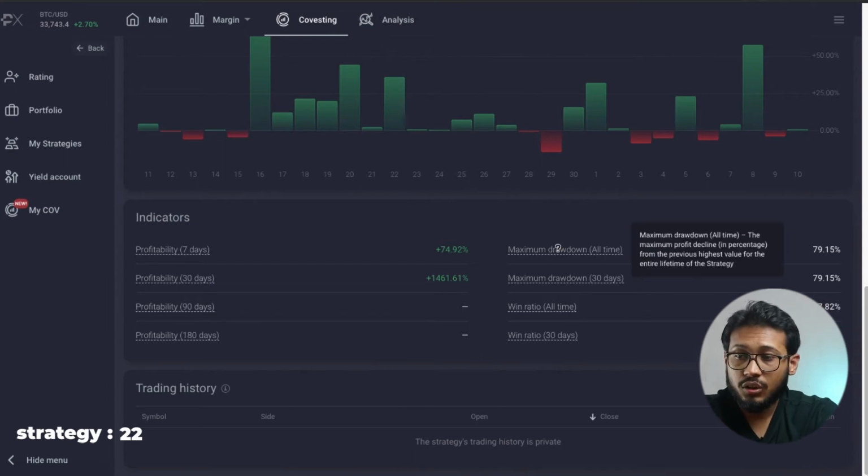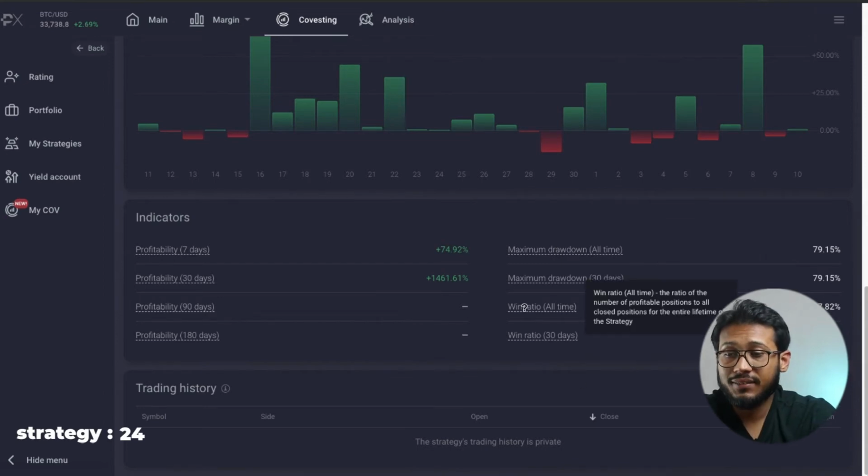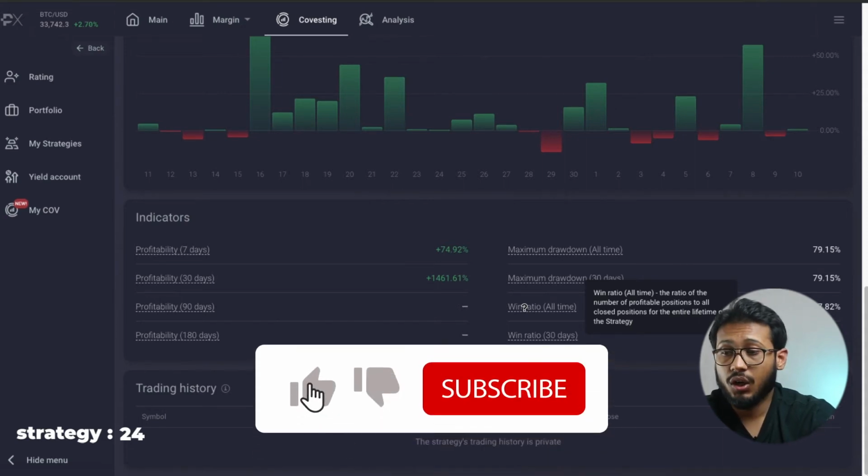So the maximum drawdown for this strategy is 79.15. The maximum drawdown is the maximum profit decline in percentage from the previous highest value for the entire lifetime of the strategy. So this has a maximum drawdown of 79.15%, and the win ratio is 77.82%. What the win ratio is, it's the ratio of the number of profitable positions to all closed positions for the entire lifetime of this strategy.